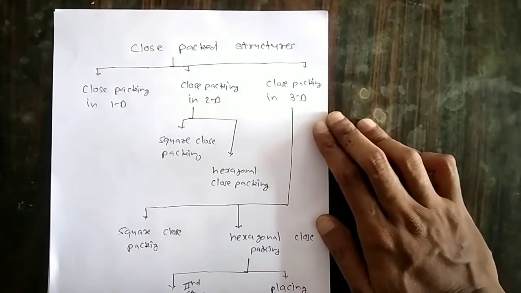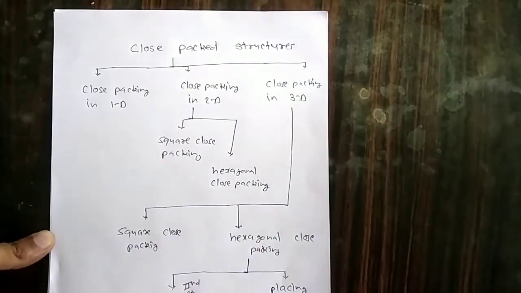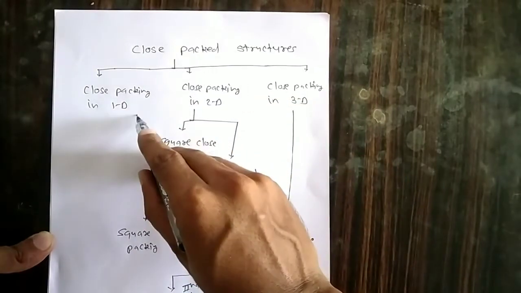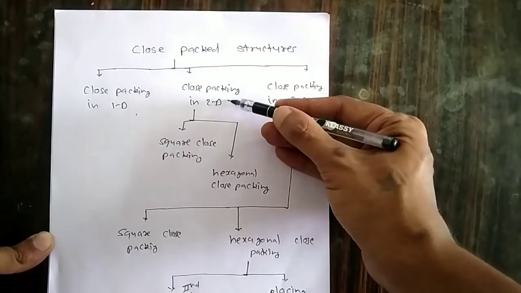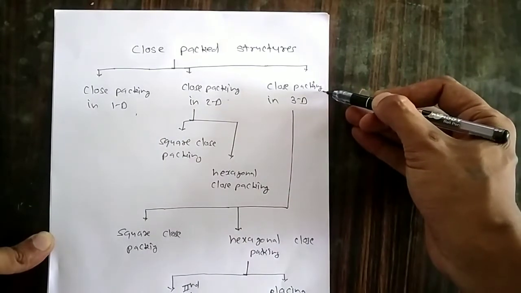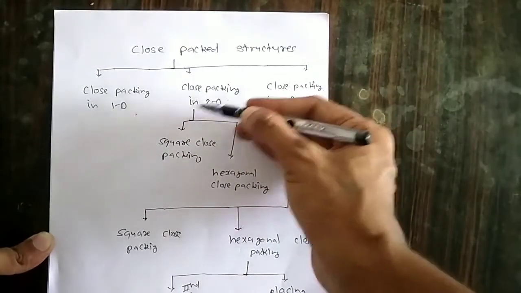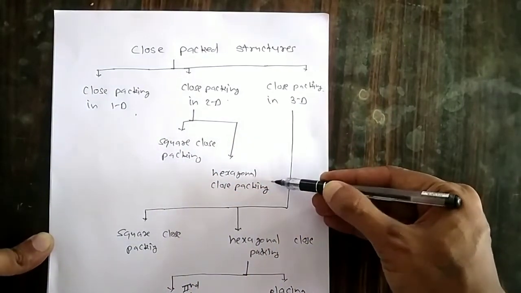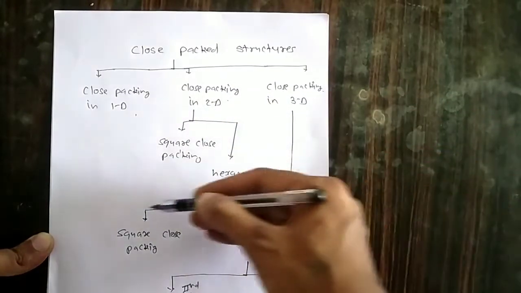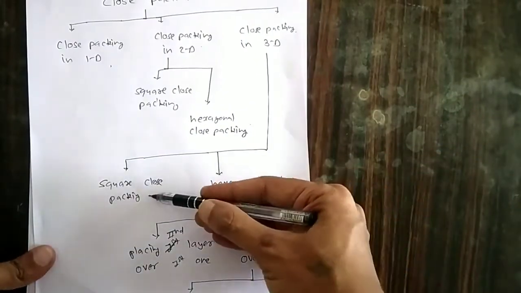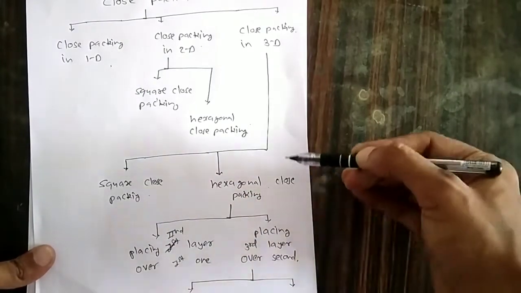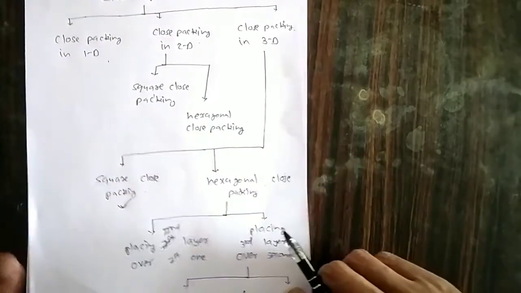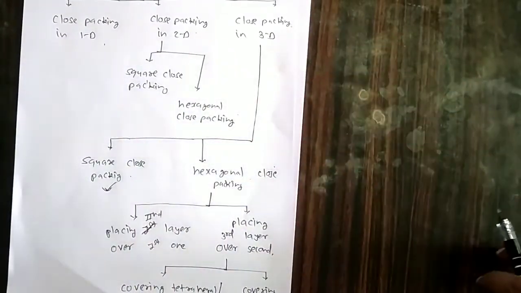Okay, now here we are discussing close packing structures. In that, 3 subtypes were there: close packing in one dimension, two dimensions, and three dimensions. In two dimensions, there were 2 types: square close packing and hexagonal close packing. In three dimensions, there are also 2 types: square close packing and hexagonal close packing. Now we have discussed up to this. Now we are going to discuss hexagonal close packing in 3 dimensions.